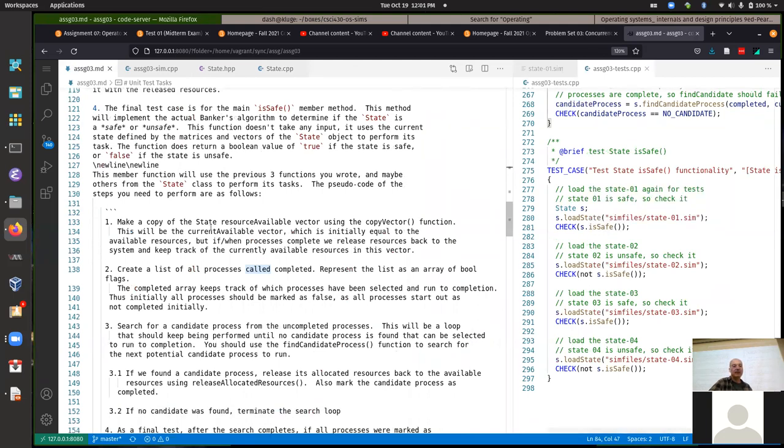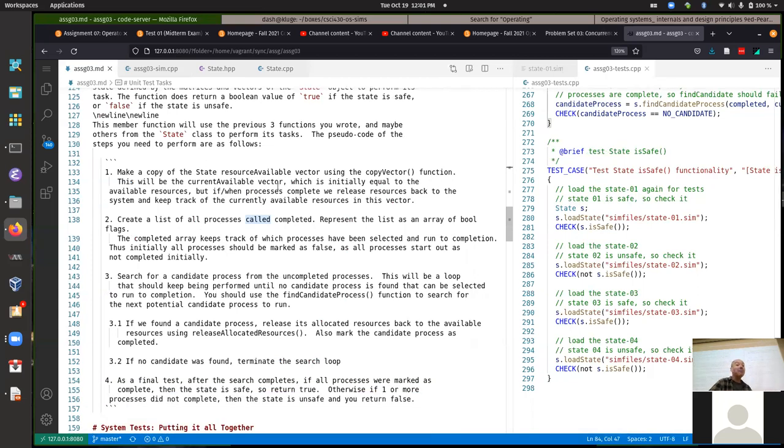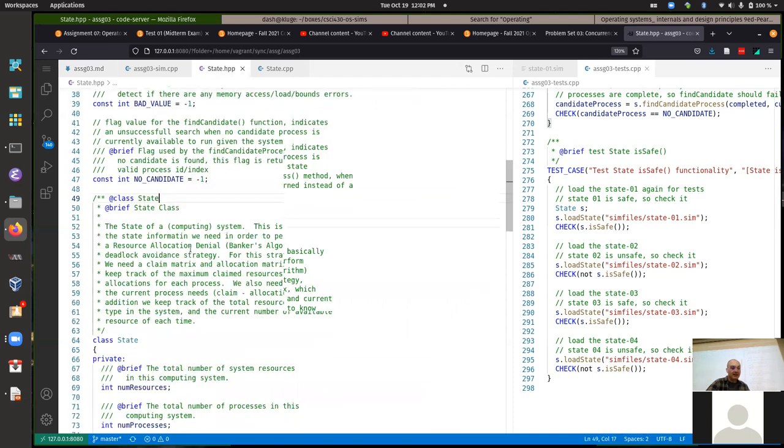We call the function is safe inside of our class. So you need to start off by making a copy. The member variable called resource available has the initial number of available resources for each resource in the state that we're trying to check if it's safe or not. We really need to copy that into a new array. We called that current available in the test, so you might want to use the same name. It needs to be a copy of whatever the current values are in the initial resources that were calculated for the state for you. There is actually a copy vector method in state. You could reuse that if you want to.